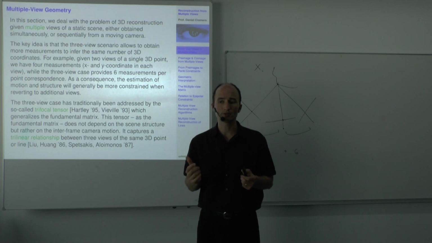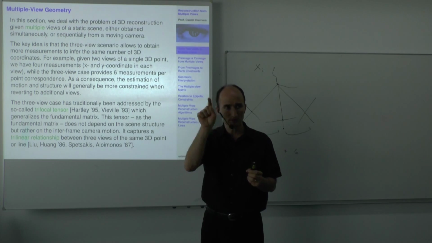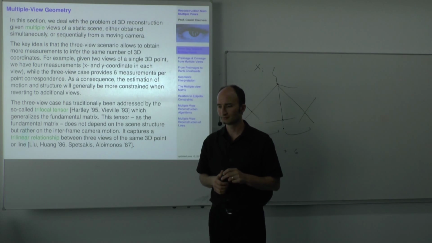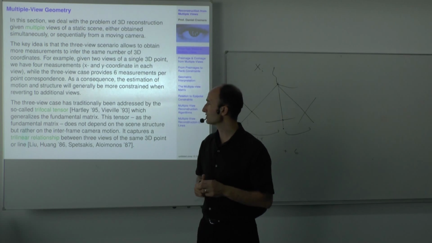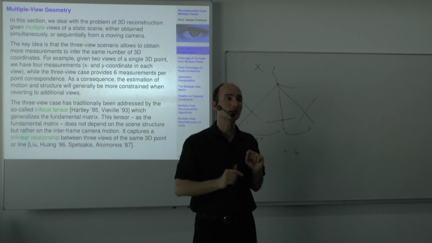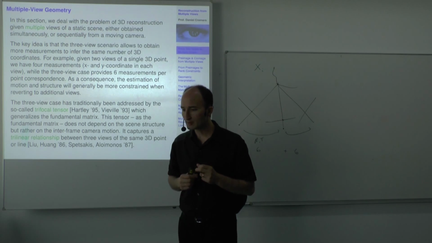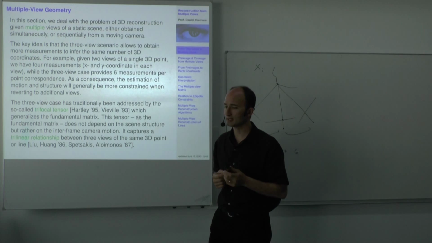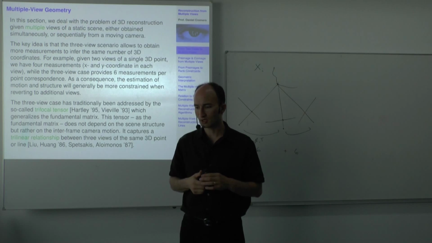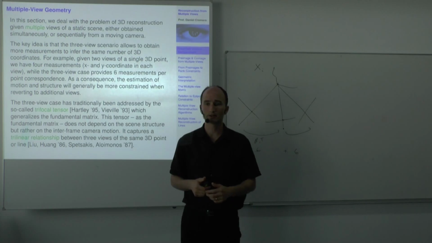A tensor, for those who don't know, is the generalization of a matrix. So a matrix is a 2-dimensional structure, a tensor is 3 or more dimensional. And the trifocal tensor is a 3-dimensional structure that couples the 2D point correspondences in 3 views. And similarly, like with the fundamental matrix, that tensor does not depend on the 3D structure, but only on the motion of the cameras. So the motion from the first to the second, and from the second to the third image.